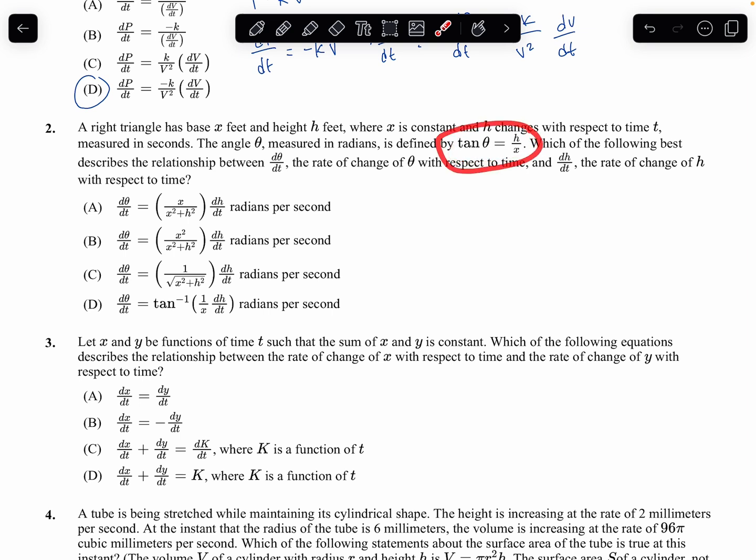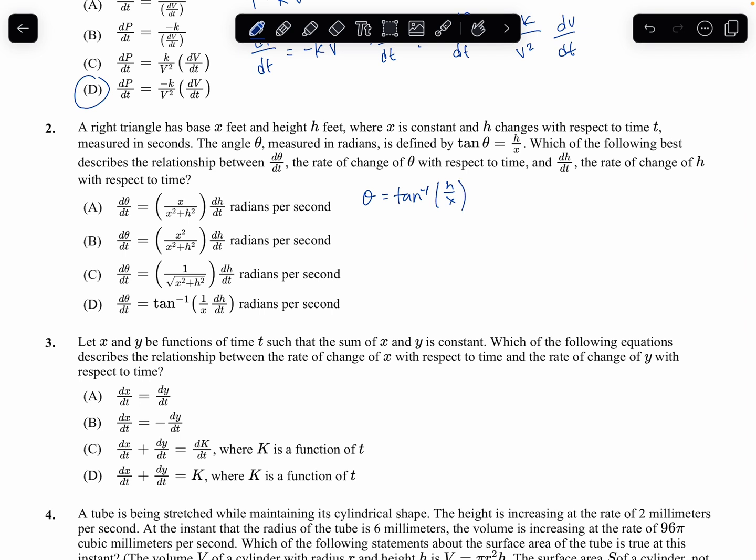Now, I'm not going to take the derivative right away because the derivative of tangent is secant squared, and I'm looking at my answers, but there's no secant squared. I do see stuff like x squared plus h squared and the square root of x squared plus h squared. So this makes me think that what they're doing first is tangent inverse, because this looks more like an arc trig derivative. So if I do tangent inverse to both sides, I get theta is equal to tangent inverse of h over x.